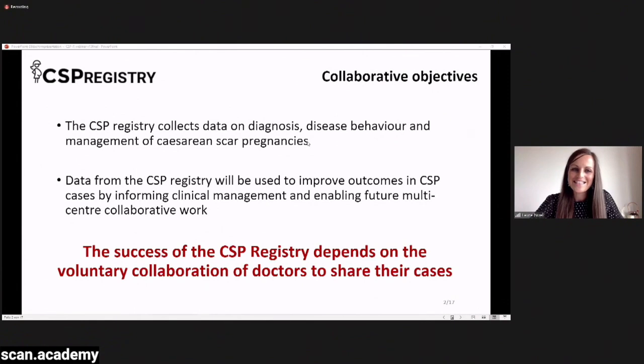So the CSP registry collects data on the diagnosis, the behavior, and the management of Cesarean scar pregnancies. And these data will be used to improve the outcomes of CSP cases. And we wish to inform the clinical management and to enable multi-center collaboration in the future. So the success of the registry depends on the voluntary collaboration of doctors to share their cases.